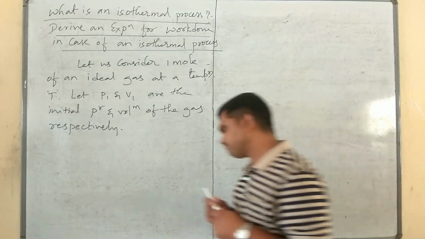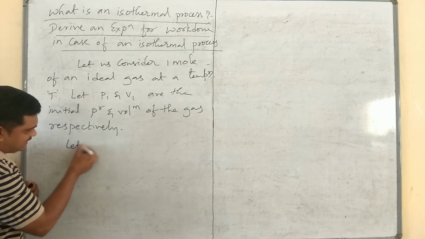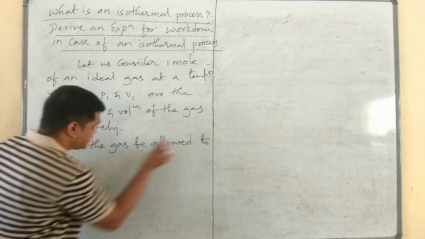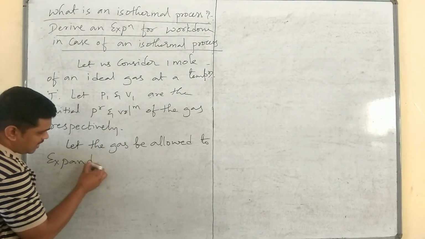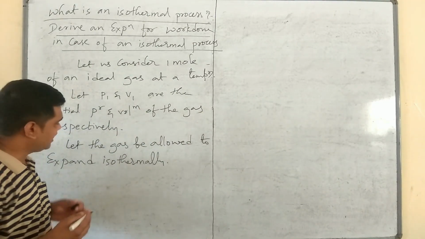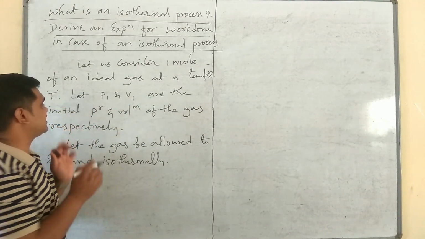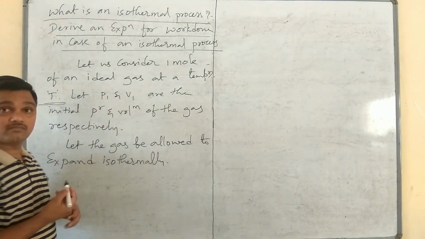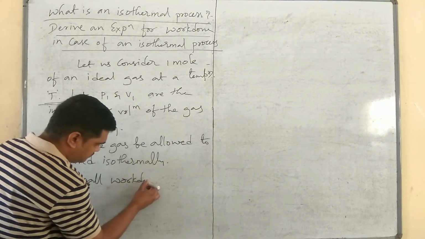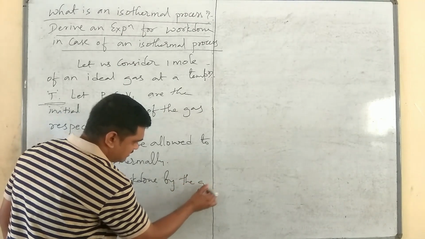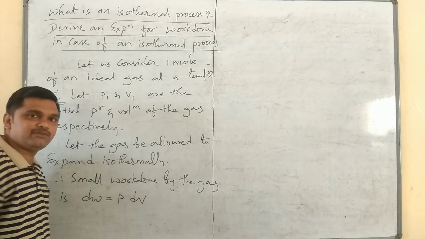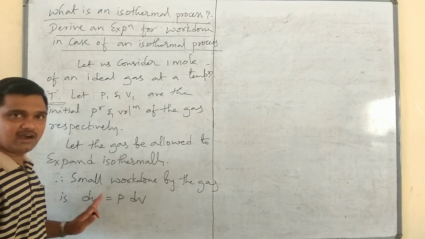After this, let the gas be allowed to expand isothermally, that is, at a constant temperature T. Therefore, small work done by the gas is dW is equal to P into dV. Okay, this equation we know.